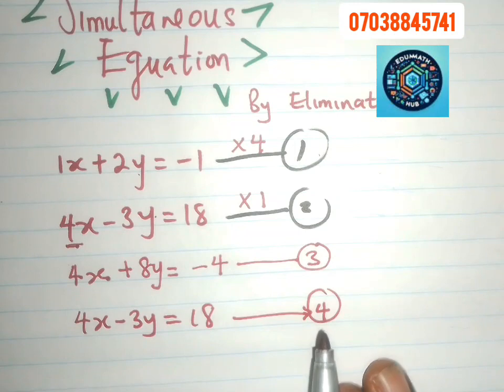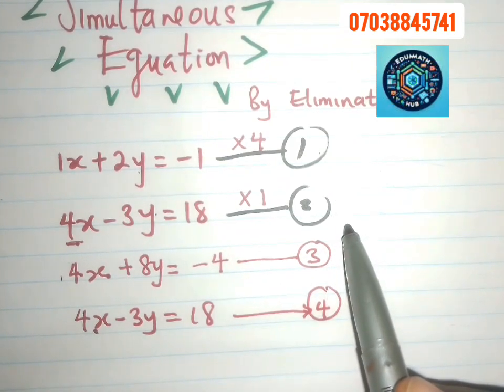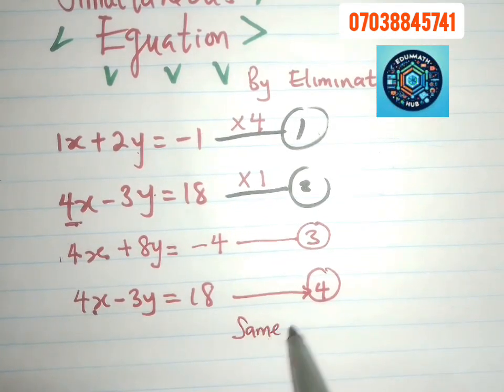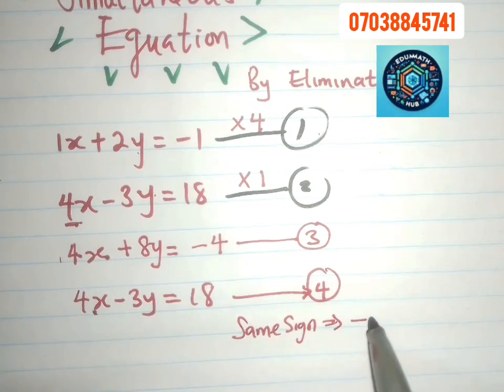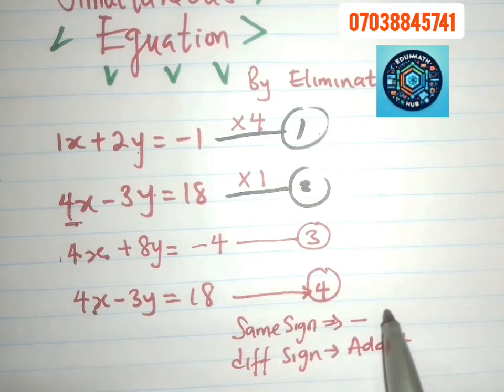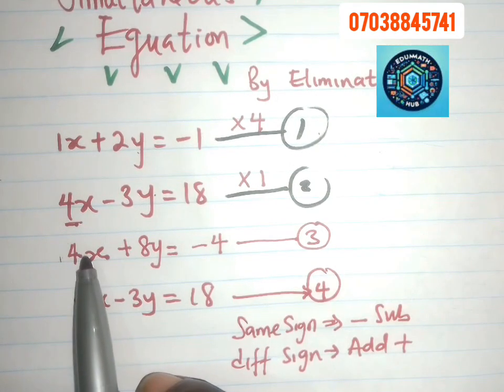After this step, you see that the coefficient of x is now the same in equation 3 and equation 4. So you have 4x and 4x, and the signs are the same: plus 4x, plus 4x. Then you want to remember this formula. Once you have the same sign for the coefficients, you subtract. If you have different signs, you just add. So right now you have plus here, so they are the same, so you just subtract to make the coefficient of x disappear.